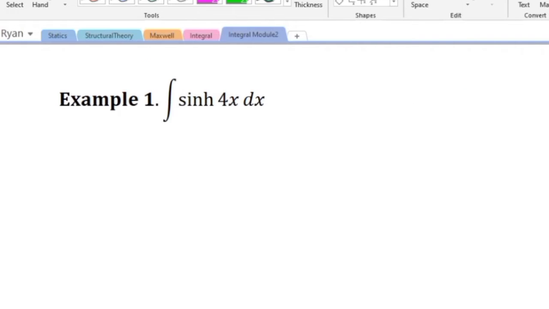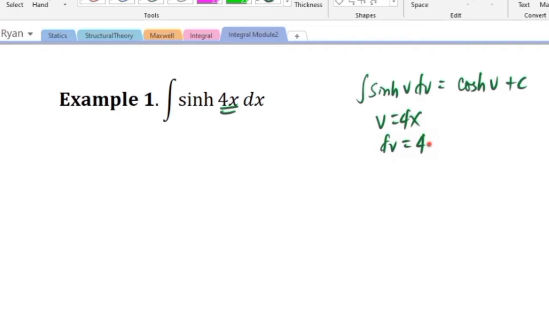Example number 1, we have the integral of hyperbolic sine of 4x dx. So recalling the formula, we have the integral of hyperbolic sine of v dv is equal to hyperbolic cosine v plus c. So the 4x here is your v, so v is equal to 4x, therefore your dv is equal to 4 dx. So dapat dito ay 4 dx. So since kulang tayo ng 4 dyan, what we are going to do is to multiply 4.